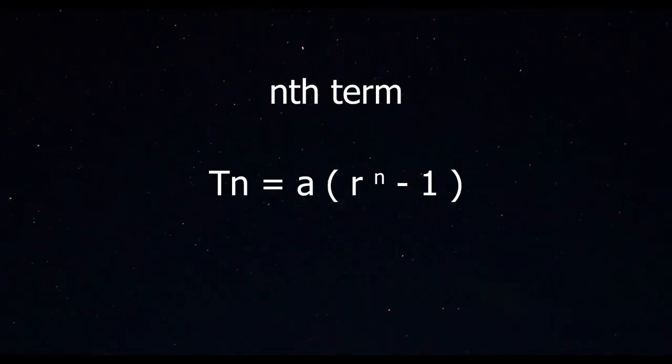So geometric sequence has also the same number of formulas as arithmetic sequence, which is 3. The first one will be shown on the screen, which is the formula to find the nth term. This is the formula. And then the second formula is to find the sum of the first n terms.